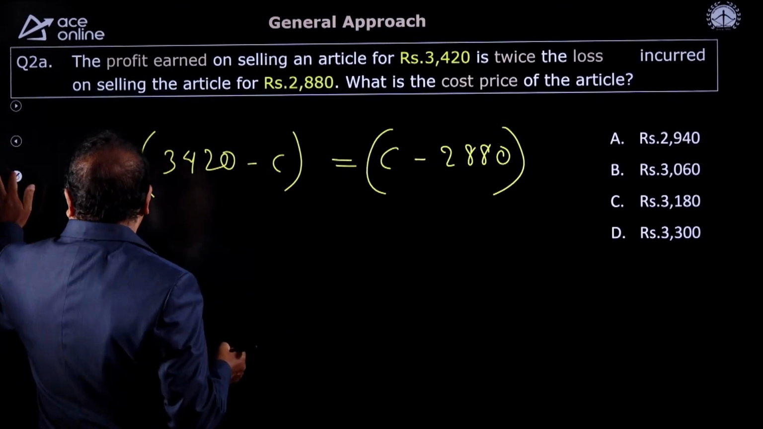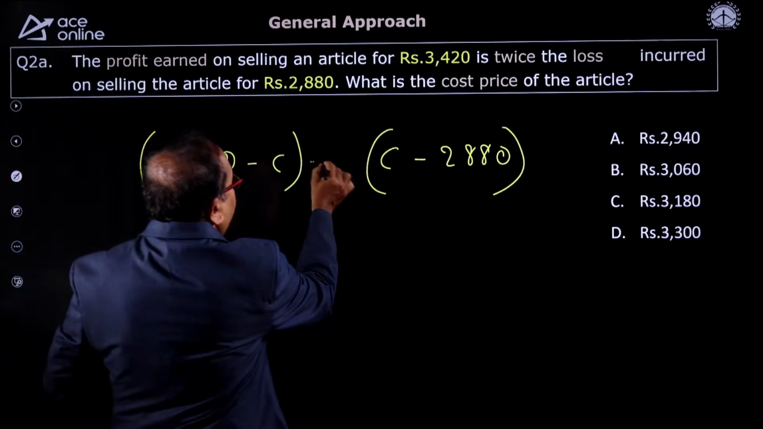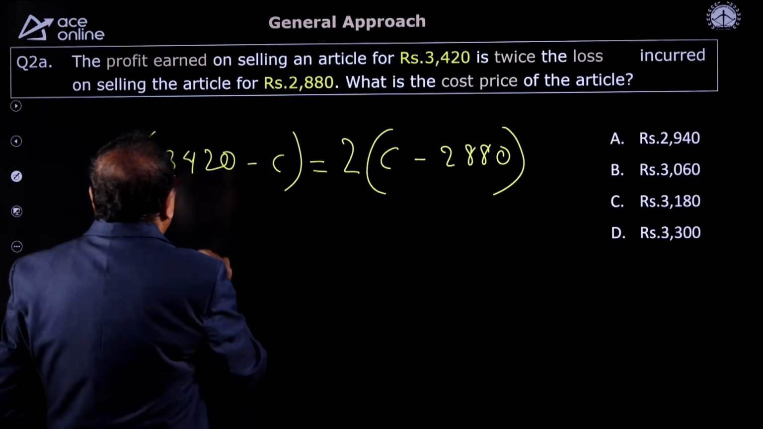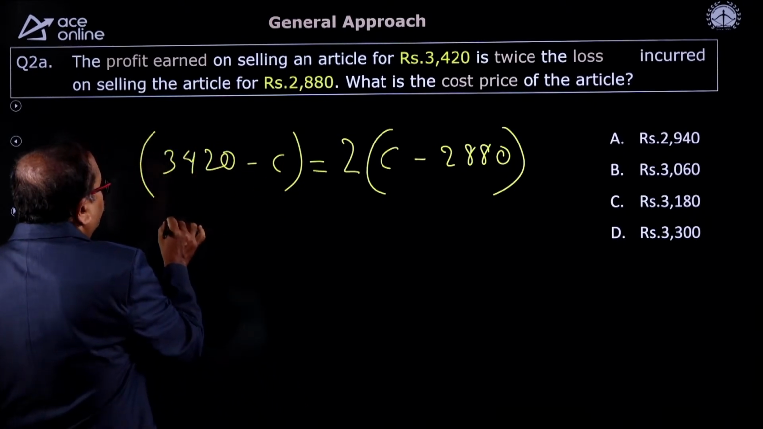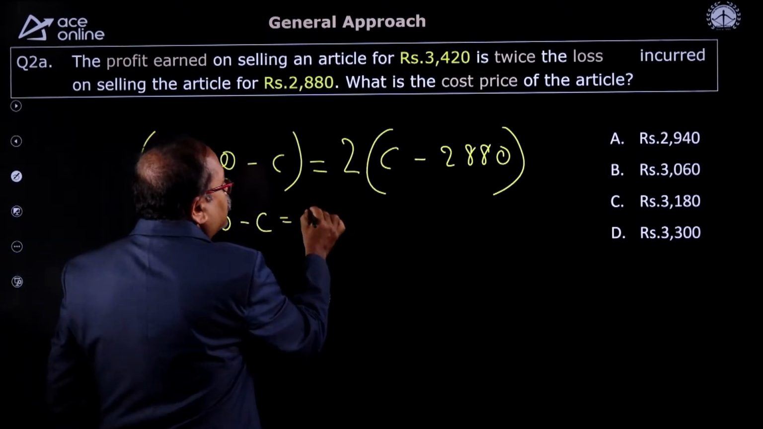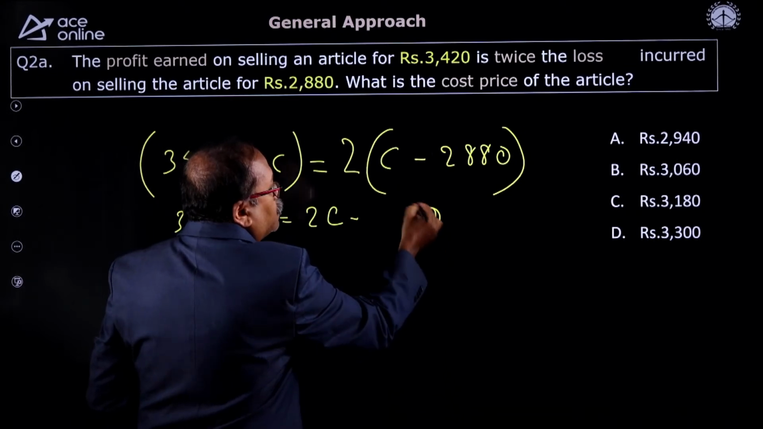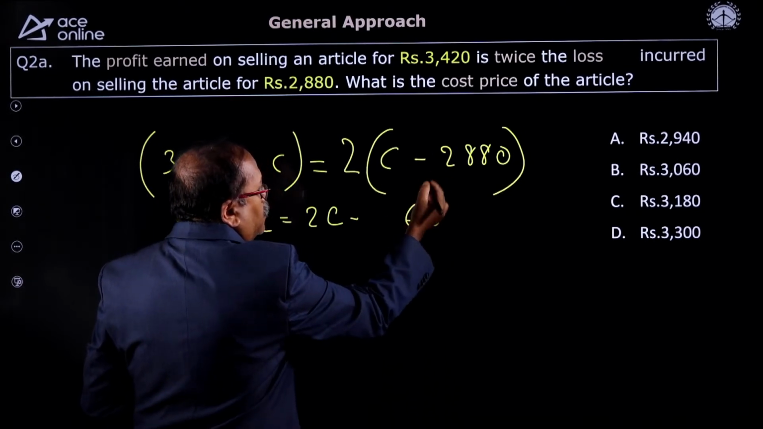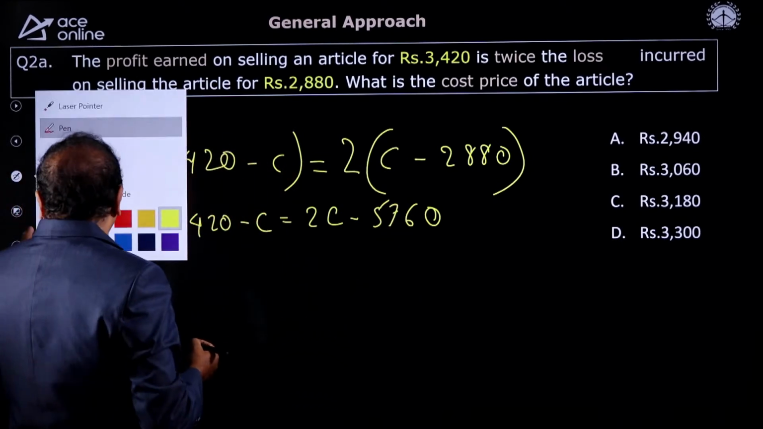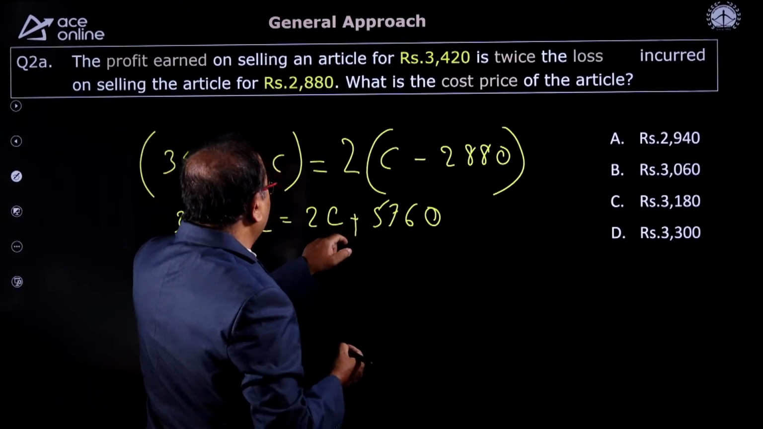The profit is twice, so let's take 2 times of it. So I will get the C over here. Look at this, what happens? 3,420 minus C is equal to 2C minus 2 times 2,880. That's 0, 2 8s are 16, carry 1, and 5, 6 and 7. Okay, I hope everyone is understanding this part, what we are writing here.